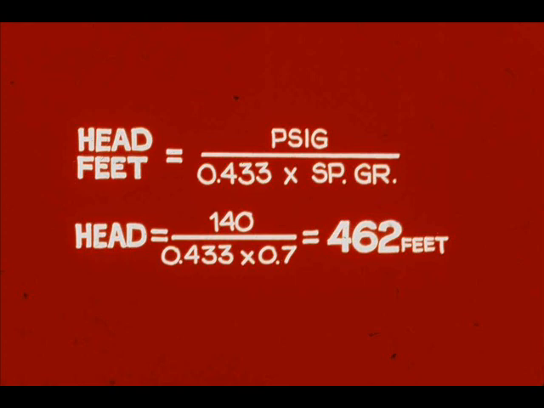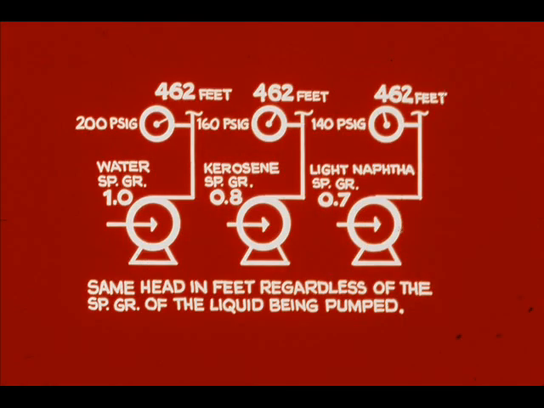Now let's make a third calculation for the light naphtha. In the formula, H equals P divided by the product of 0.433 times specific gravity. Substitute 140 for P and 0.7 for specific gravity. Solving, we get 462 feet for the third time. These calculations show that a centrifugal pump will put up the same head in feet regardless of the specific gravity of the liquid being pumped.